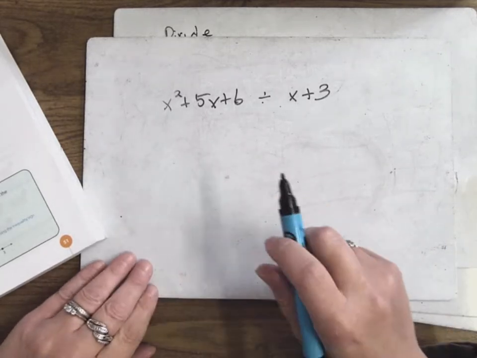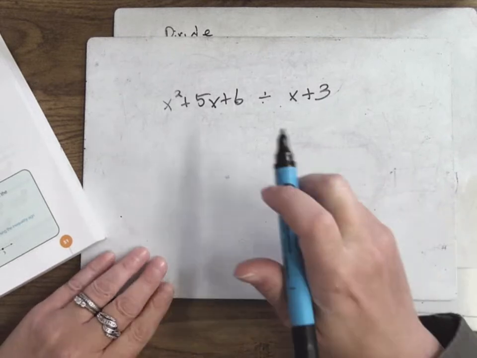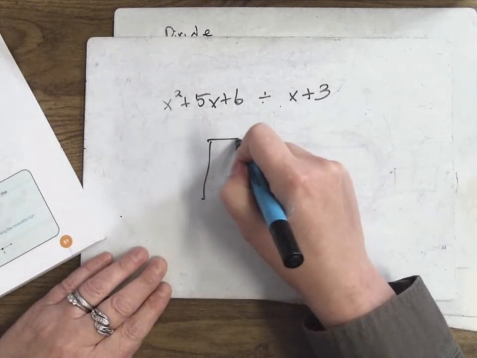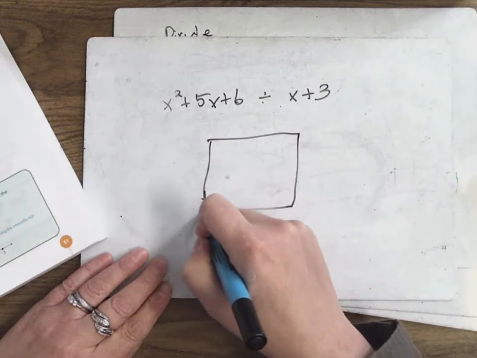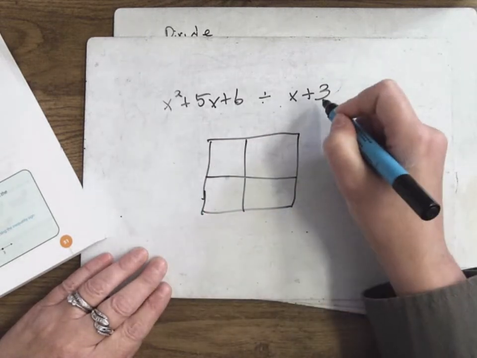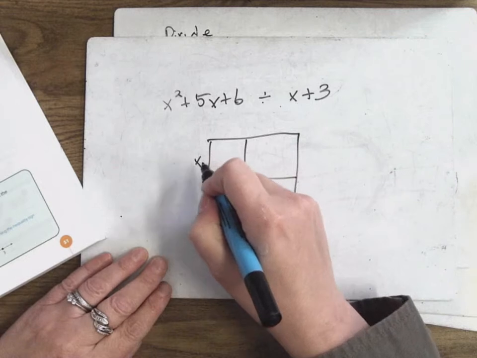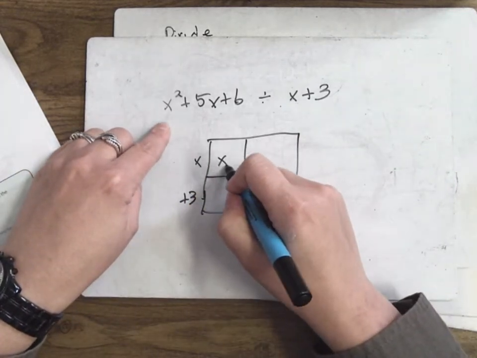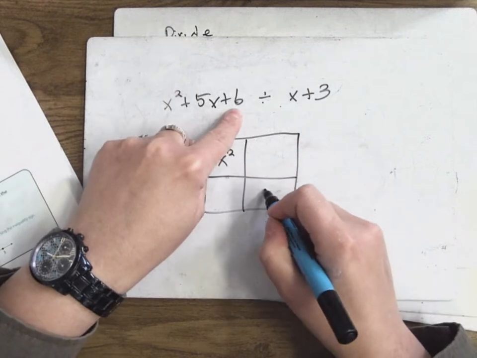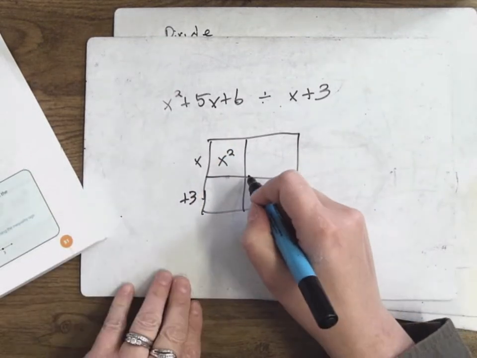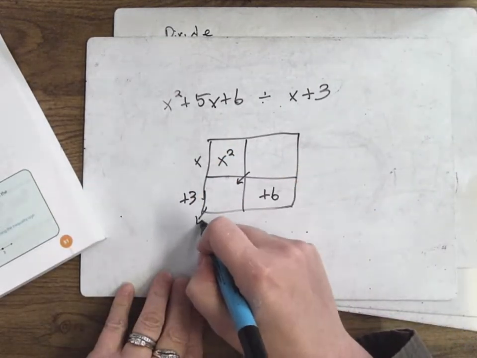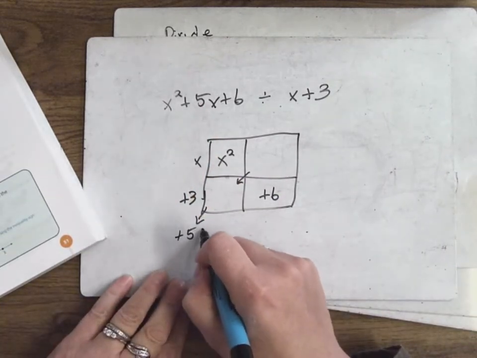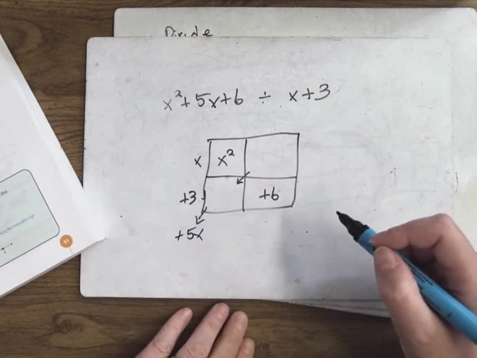If you're not done, put down the pens and listen anyway. This tells me a 2 by 2 box, so that's 2 across, 2 down. You put your x plus 3 at the side, and you put your first term, x squared, in the first box, and your last term, plus 6, in the last box. The two diagonals will go together to give you the middle term, plus 5x.